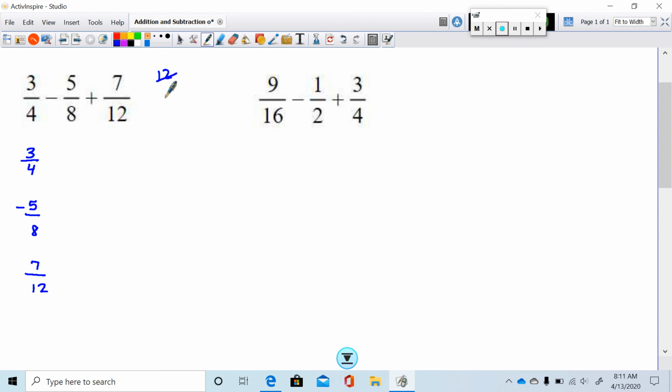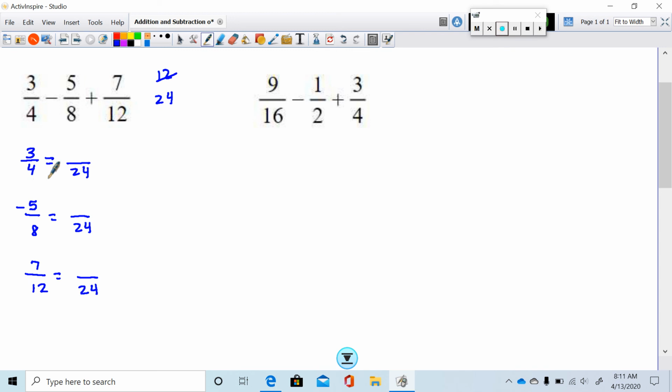So now I do 12 plus 12, which is 24, and I test that. Well, 24 divided by 4 is 6. 24 divided by 8 is 3. And 24 divided by 12 is 2. So it divides out evenly for all of those. So that is the common denominator that I want on the bottom of each fraction.